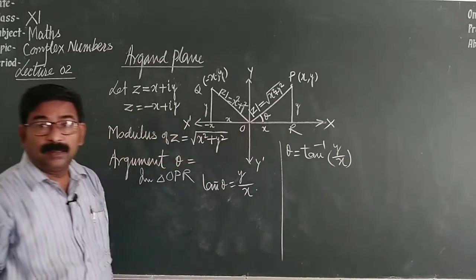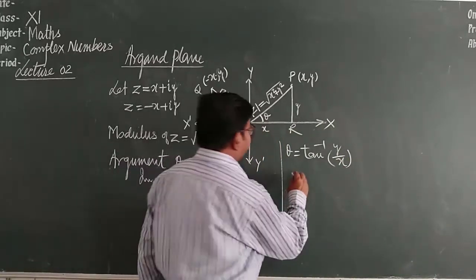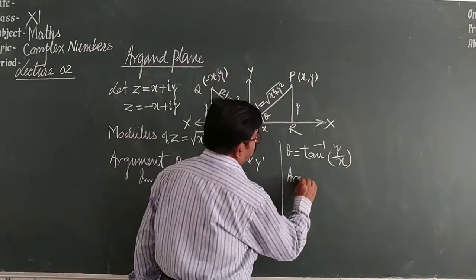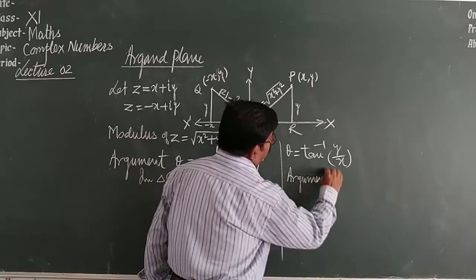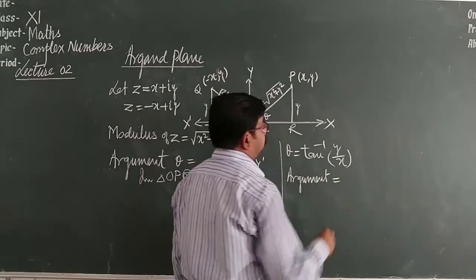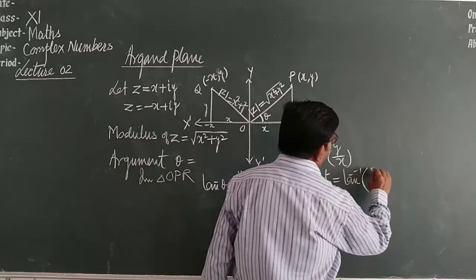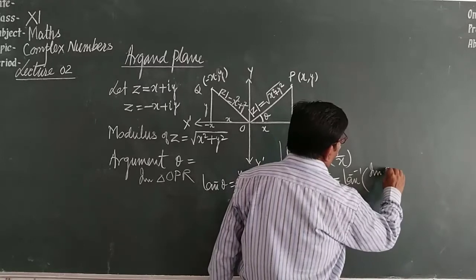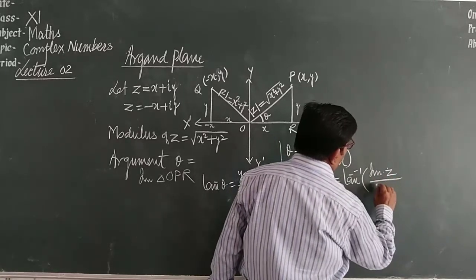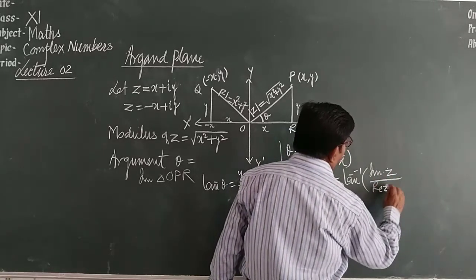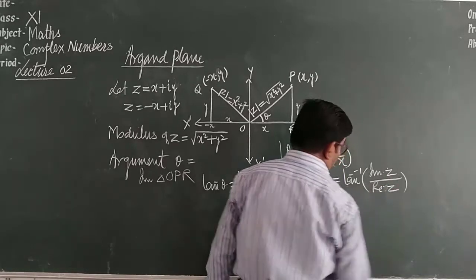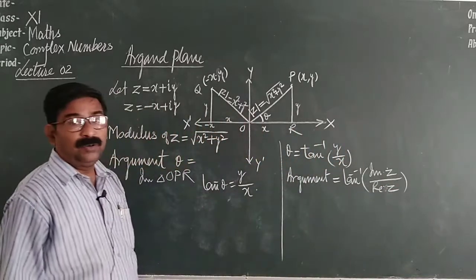Means the argument is tan inverse imaginary z upon real z. Imaginary z upon real z.